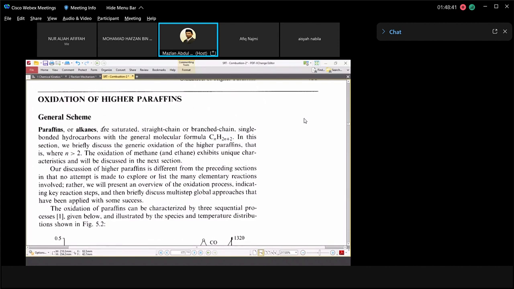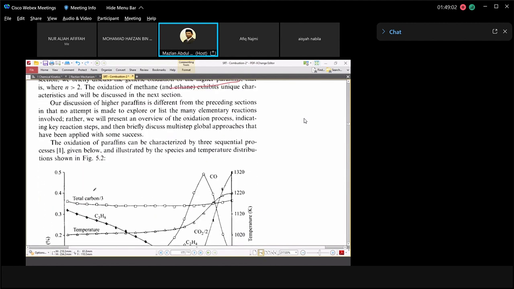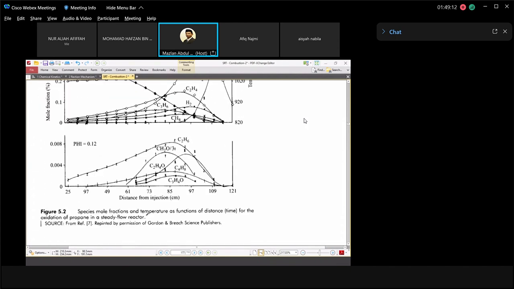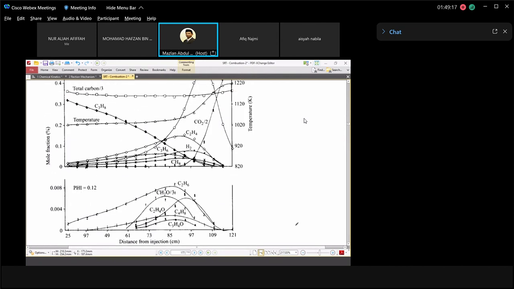Paraffin or alkane are saturated straight chain or branch chain single bonded hydrocarbons with the molecular formula CnH2n+2. Right? We're going to discuss n more than 2. The oxidation of paraffin can be characterized by 3 sequential processes given below and illustrated by the species and temperature distribution shown in figure 5.2. Species mole fraction and temperature as a function of distance for the oxidation of propane in a steady flow reactor.